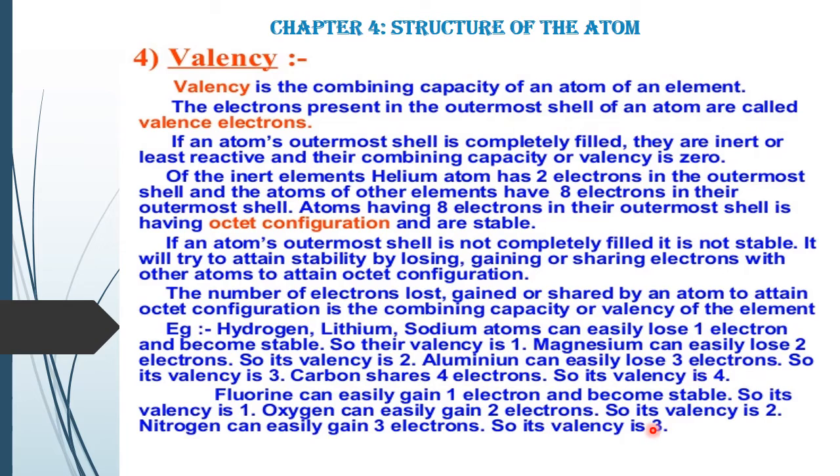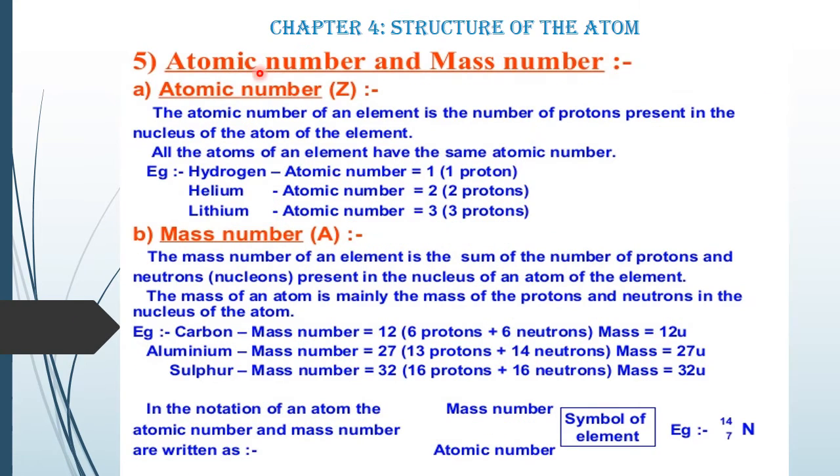So 8 minus 5. Its last electron shell has 5 electrons, so it has got the tendency to gain 3 electrons. So the valency is 3. 8 minus 5.